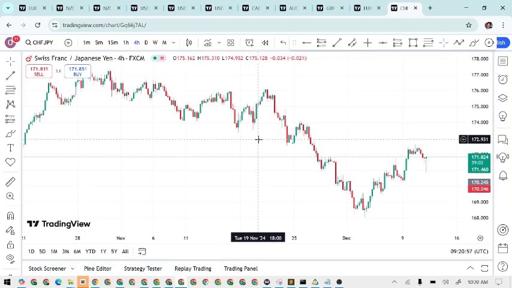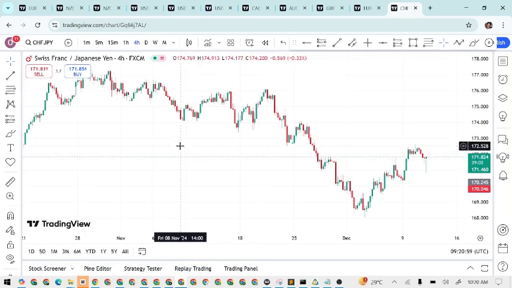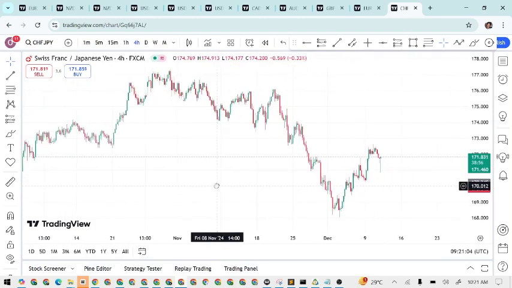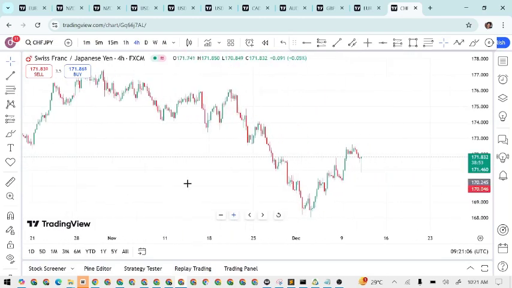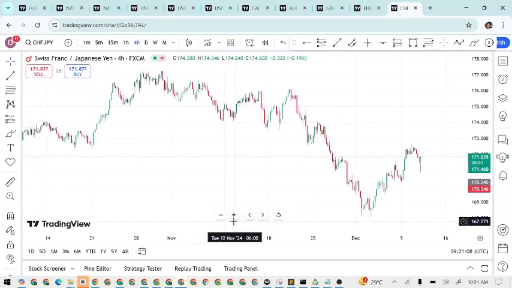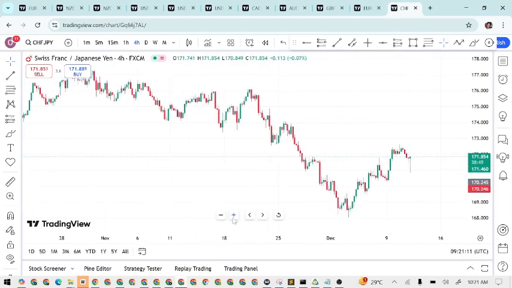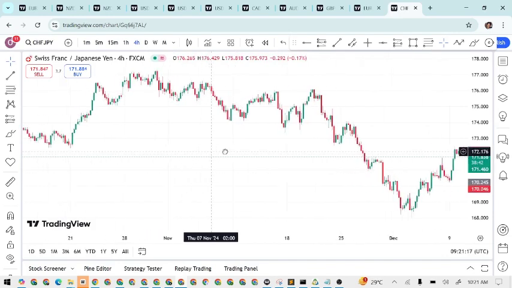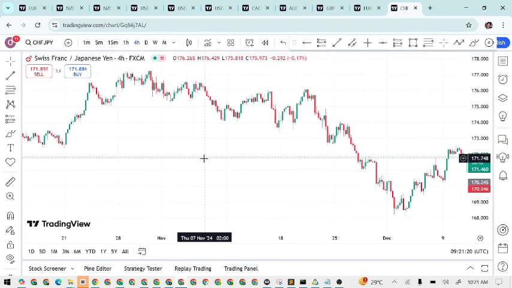Hello guys, in this video I want to show you how you can master the graphic candle just by looking at the strength and the movement of the candle. This is what I do. I want to show you how you can avoid some little mistakes and what to look out for.